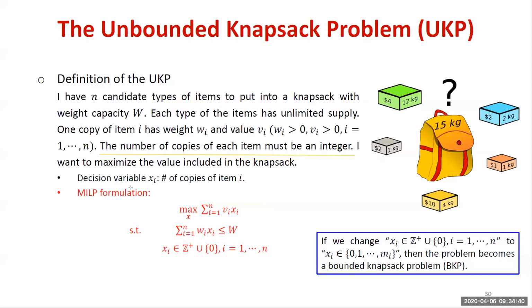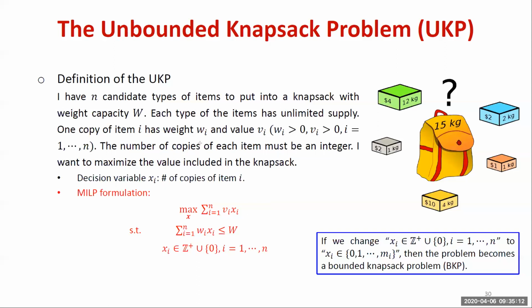And after defining the variable in this way, the objective function is very easy to define, because the value of one copy of item i is Vi. So totally, how many copies of item i do you have? You have xi copies of item i. Now you're going to sum over all the items from i equal to 1 to n. So this is your total value, which is your objective function.